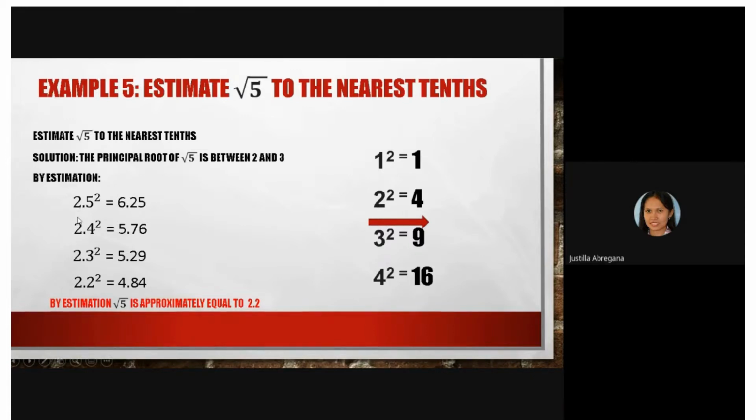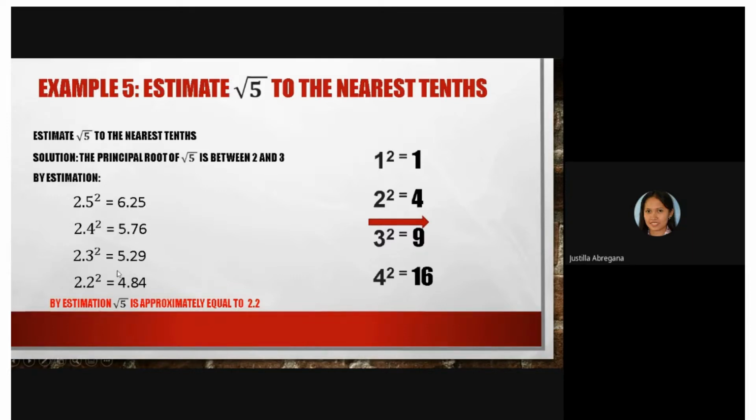So we will go lower than 2.5, 2.4. So 2.4 times 2.4, it's 5.76. Still larger compared to 5. We'll go down, 2.3 squared. So 2.3 times 2.3, it's 5.29. So still larger than 5. So we'll go lower than 2.3. So 2.2 times 2.2 is 4.84. So we have now 4.84 is lower than 5.